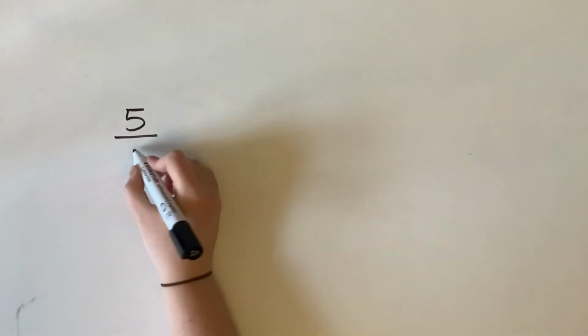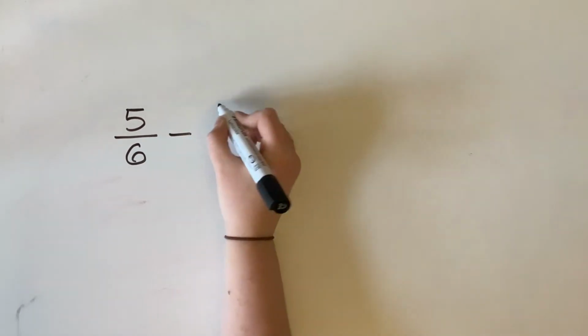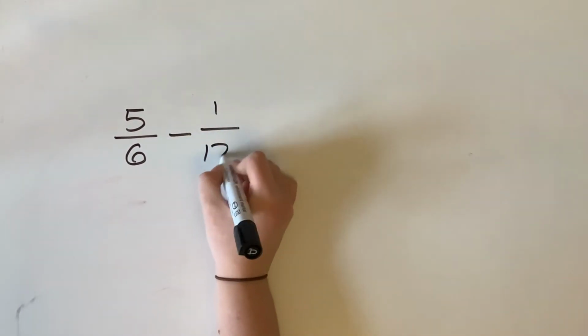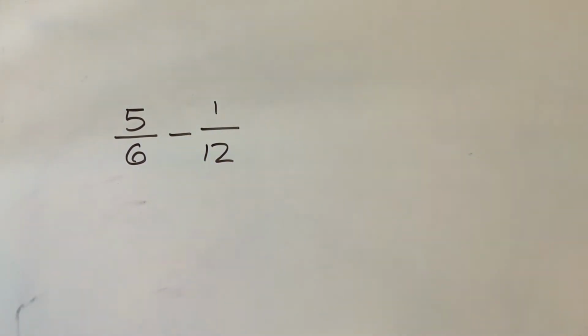Well done. Okay, and then looking at subtracting fractions. So if I had the calculation 5/6 subtract 1/12, what do I need to do in order to work out this answer? Just like with adding fractions, I need to make them like fractions. So I need to be looking for the lowest common multiple of 6 and 12. Lowest common multiple is 12.